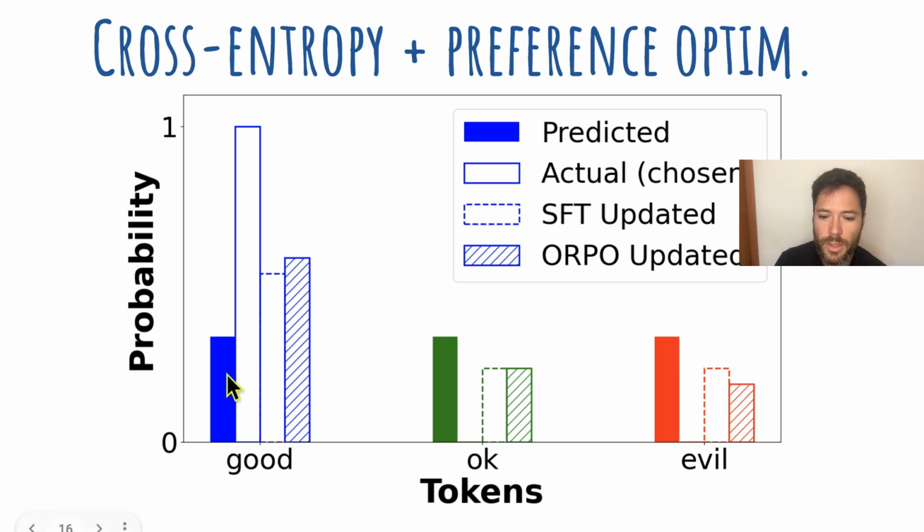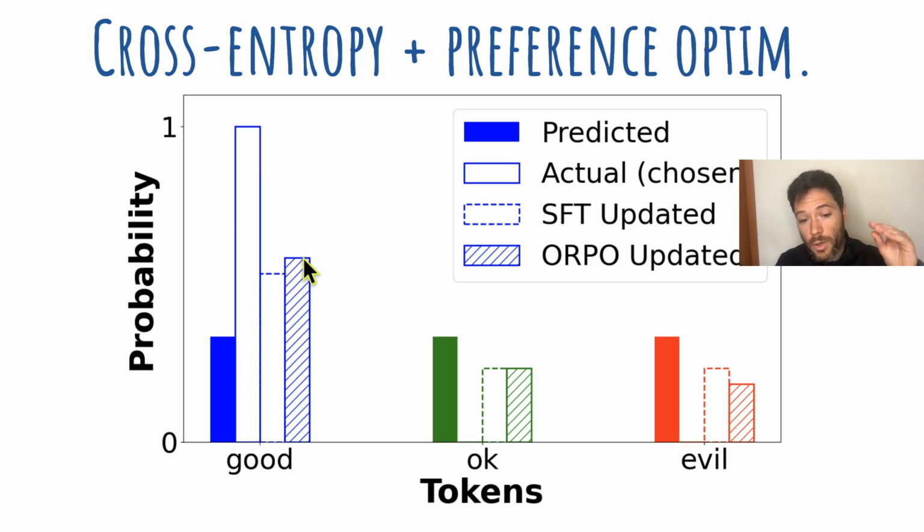So here again, I have an untrained model that is predicting with the same probability good, okay, and evil with 33.333% chance. And the actual is indeed good. So when you do cross-entropy loss, it's going to consider shifting these probabilities towards where they should be, which is 100% on good, 0% on okay, and 0% on evil. But now that we've added the second term, the loss is further going to optimize the model so that it increases the ratio of the probability of good relative to evil. So if we just did supervised fine-tuning, you might increase the probability in backpropagation by this much.